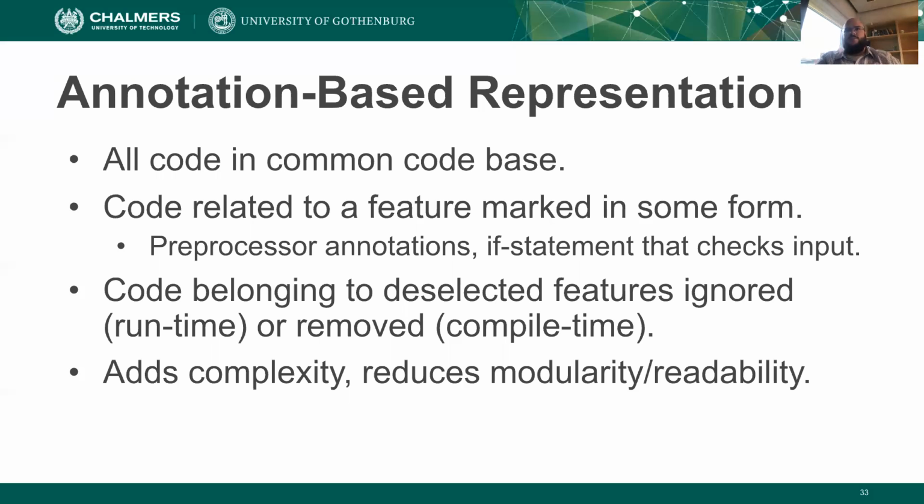In an annotation-based approach, the code of all features is merged into a single code base, and we mark that code with annotations as to which code belongs to which features. That's like the preprocessor approach we've talked about a couple of times, right? Where you mark within the code that, hey, these lines are associated with this feature, and these lines are associated with this other feature. An annotation can also be code-based, right? It doesn't have to be something used externally, but it could be something like an if statement as a form of annotation. An if statement saying, if this feature is enabled, run this code, right?